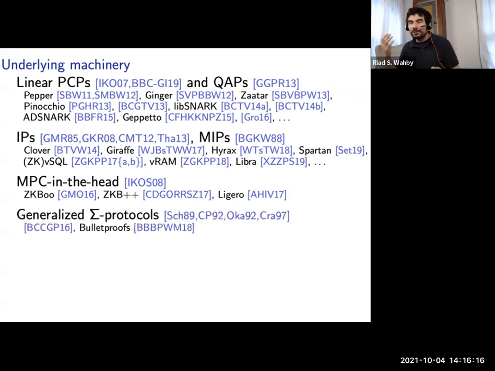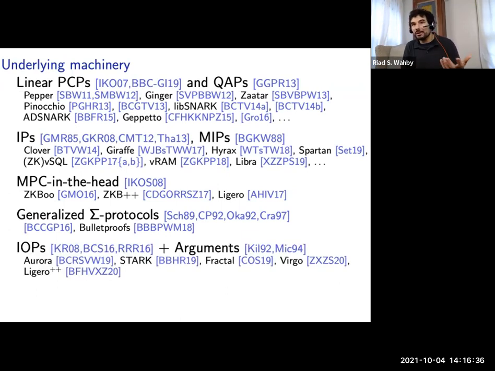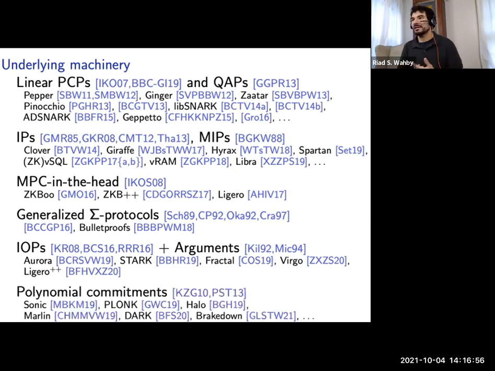Another line of work we can think of as generalizing and shrinking down sigma protocols. And maybe the most popular or well-known of these is Bulletproofs, which gives very nice short proofs, like logarithmically sized proofs in the size of the program. And so this is a very nice system as well. And then we have another group, Aurora, Stark, Fractal, Virgo, Ligero++, and many others that build on interactive oracle proofs, which you can think of as a generalization of the probabilistically checkable proof, and on this argument or computationally sound proof paradigm of Kilian and Micali. And then finally, many recent works, including Sonic and Plonk and Dark, build on these polynomial commitment primitives due to Kate, Zaverucha, and Goldberg.